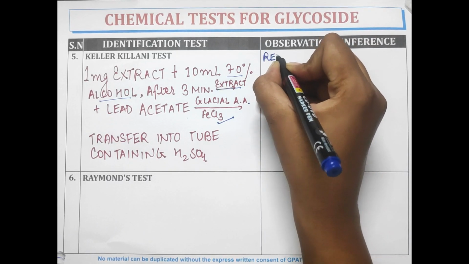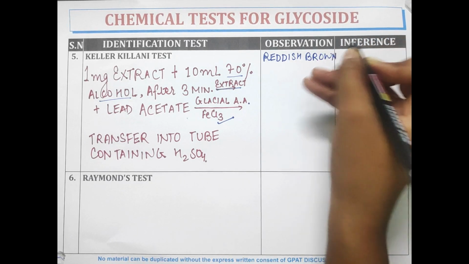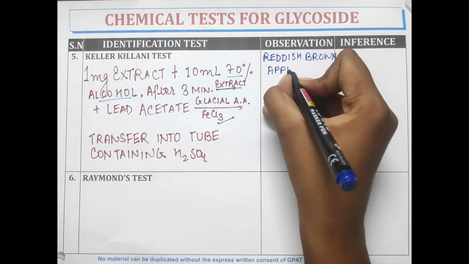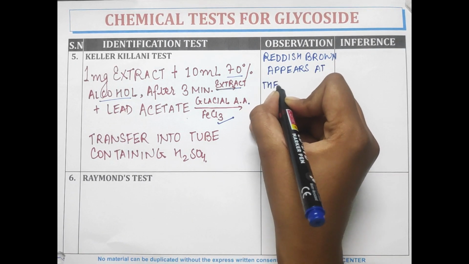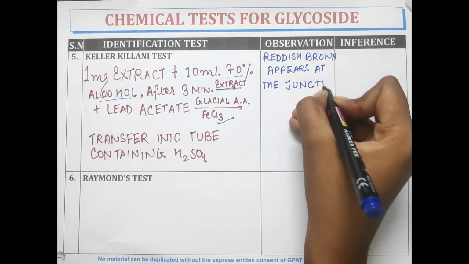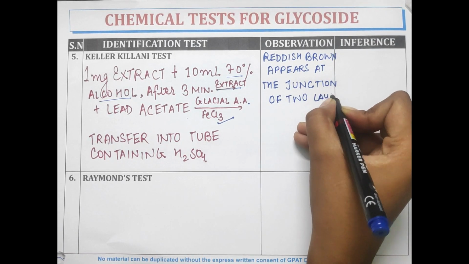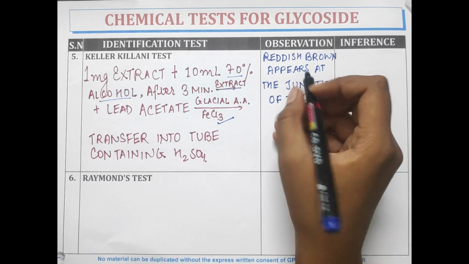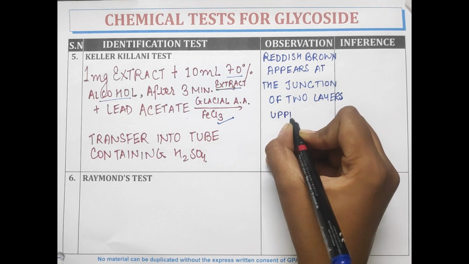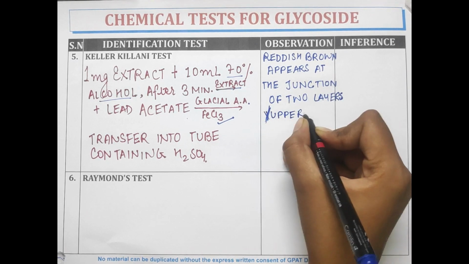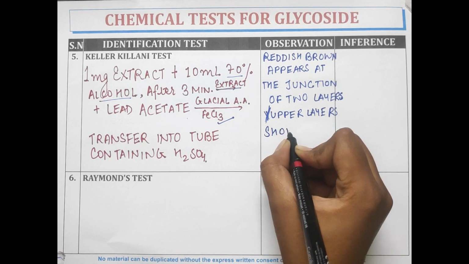In observation, a reddish brown color appears at the junction of two layers, in which the upper layer shows bluish green color.